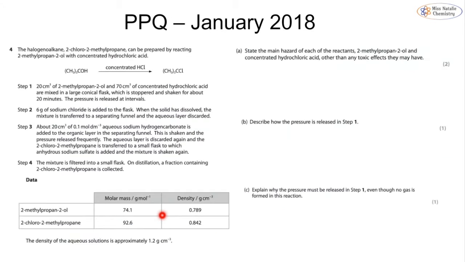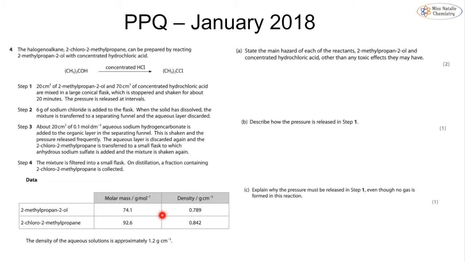So let's finish off by looking at a past paper question. This is from the January 2018 paper, and it is pretty much the exact same process that we've just gone through. So how we can convert 2-chloro-2-methyl propane from 2-methyl-propan-2-ol, and it goes through the different steps, and it also gives us some data about the molar mass and about the density. So the first question is asking for hazards of each of the reactants.